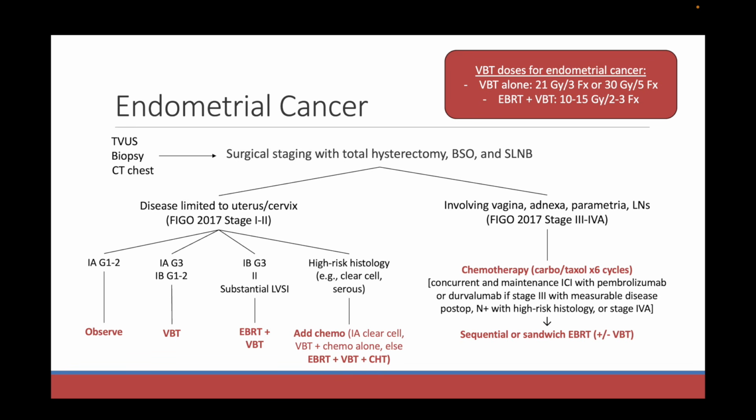Then if we have more advanced endometrial cancer, so disease involving the vagina, adnexa, parametria, or lymph nodes, that pushes you into the stage 3 to 4A category. And for those patients, they do benefit from chemotherapy, and oftentimes we do a sequential approach where they get chemotherapy first, so carbotaxol for 6 cycles, followed by adjuvant external beam radiation with or without a vaginal brachytherapy boost. And it can get more complicated than that.